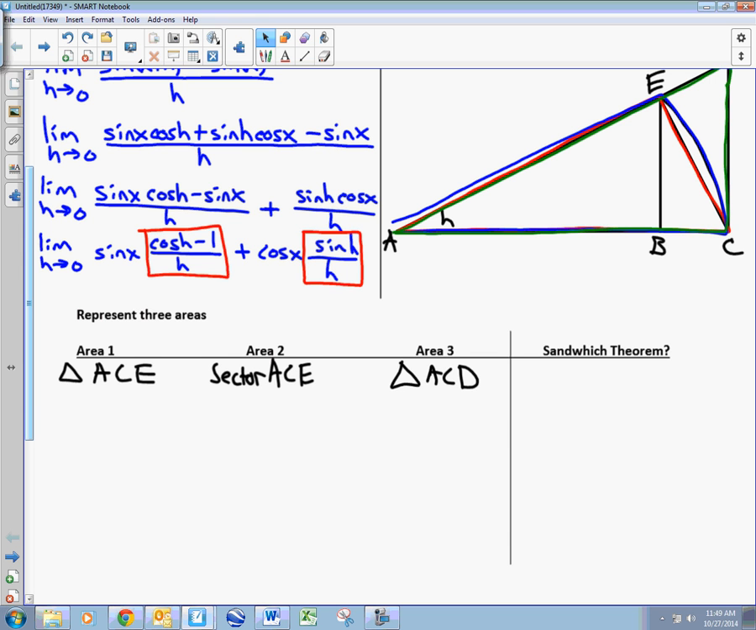Would you agree that out of these 3, which one has the smallest area? The red, the green, or the blue? The red, yep. Yes, we're going to write that in a second. Very good. So this triangle has an area that's less than the sector, correct? And this sector has an area that's less than the larger triangle, correct?